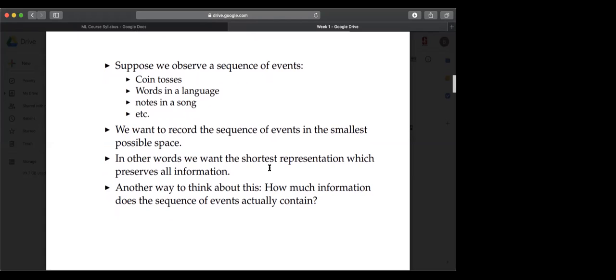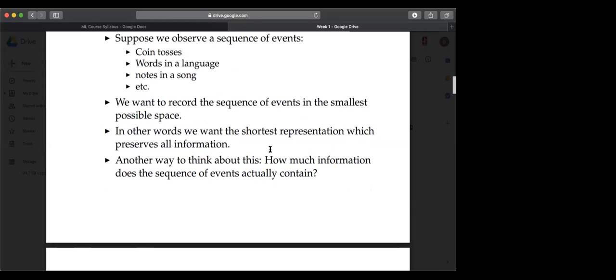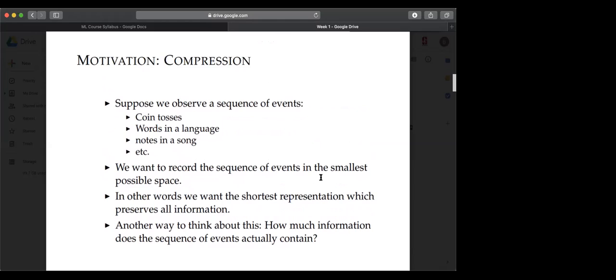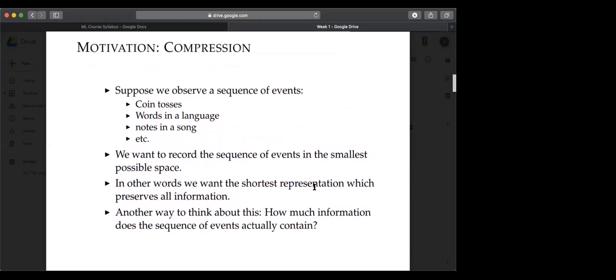So should we think of high information as being when each thing you see gives you a lot more certainty? Yeah, exactly. And you've sort of maximized the information per certainty ratio. I see. So then you basically want to record the sequence of events in the smallest possible space. You want the shortest representation that preserves all the information.